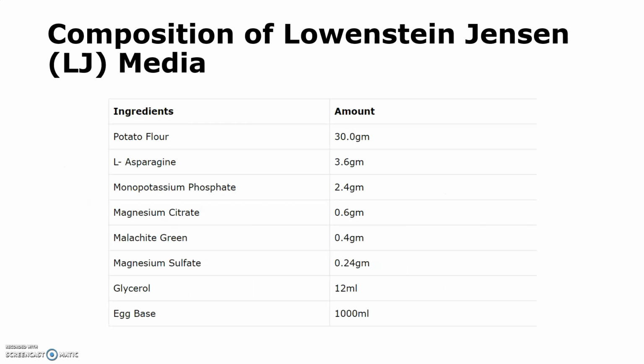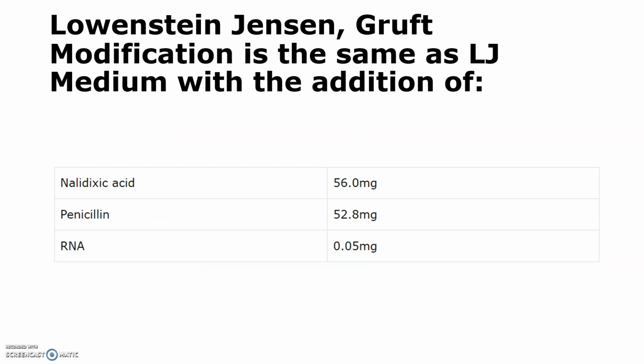This is the composition of Lowenstein-Jensen medium: potato flour, asparagine, monopotassium phosphate, magnesium citrate, malachite green, magnesium sulfate, glycerol and egg base. And the Lowenstein-Jensen Gruft modification is the same as LJ medium, but with the addition of three ingredients, that is nalidixic acid, penicillin and RNA, incorporated into the medium.